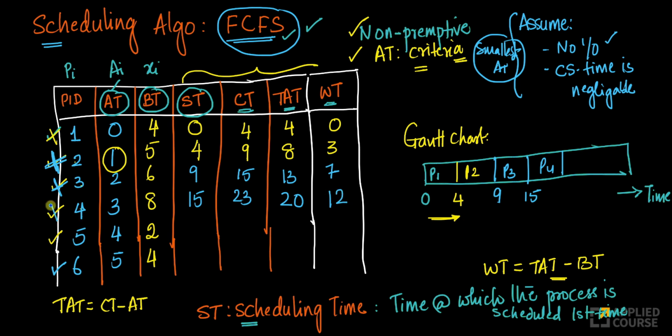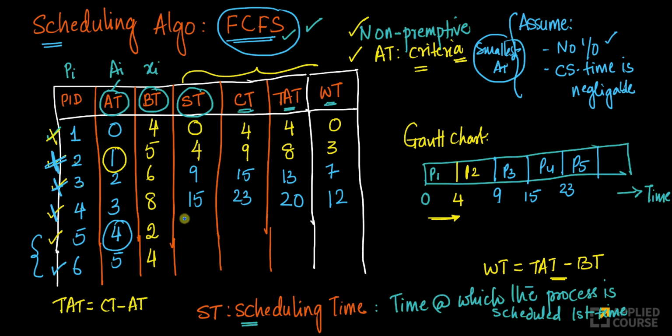Now this is also completed. So at what time does P4 get completed? P4 gets completed at 23 seconds. Now let's see what happens next. Now in my queue, I have only P5 and P6. P5 obviously will be picked because it has a smaller arrival time. So I start my P5 now.